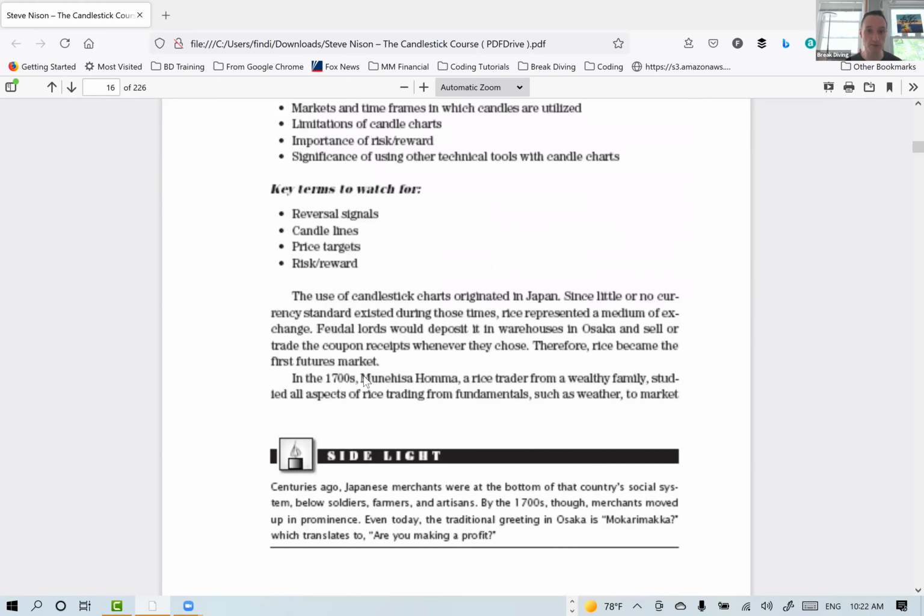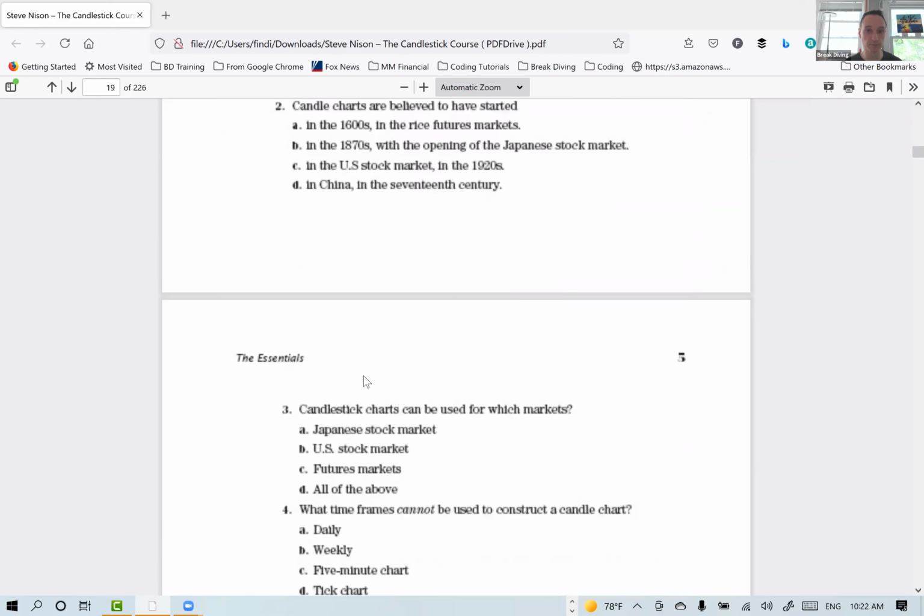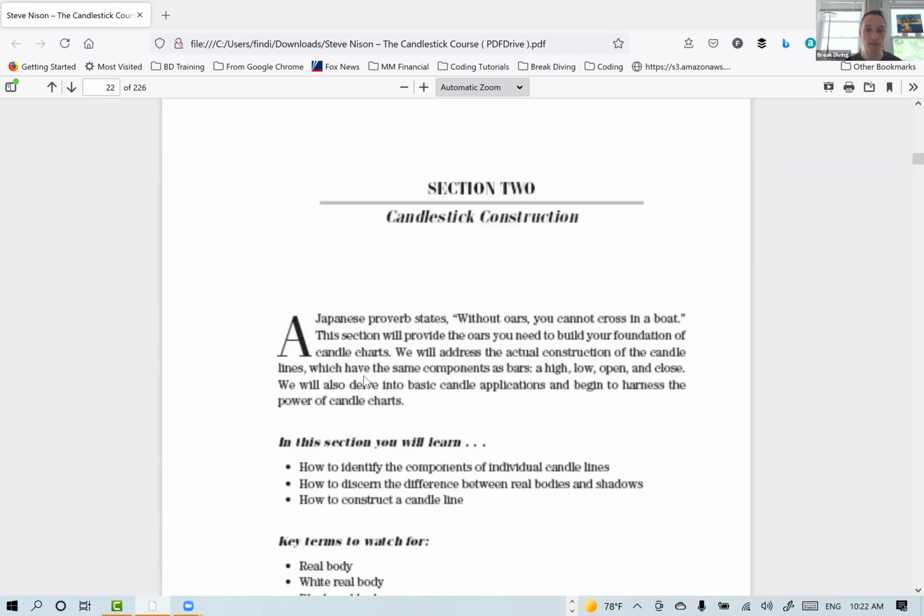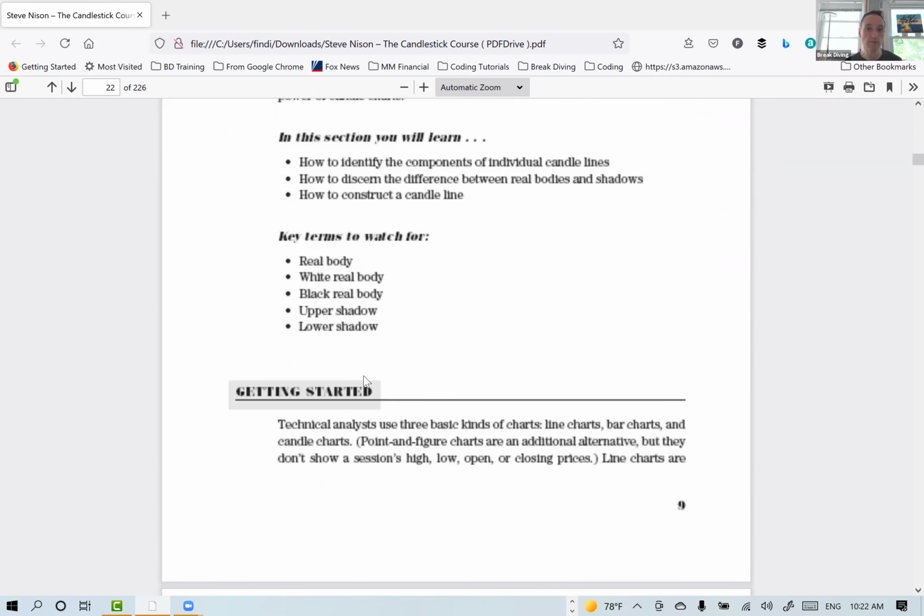All right, let's move to the next chapter, which is candlestick construction. So you have the real body, which is the thicker part. A white real body means that it closed higher than it opened. A black real body means that it closed lower than it opened.